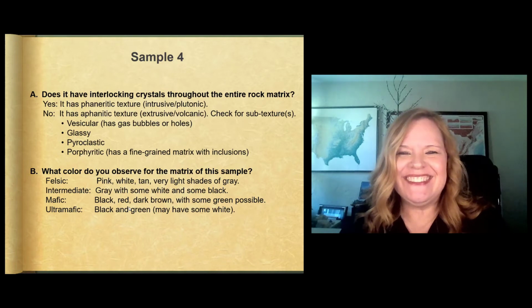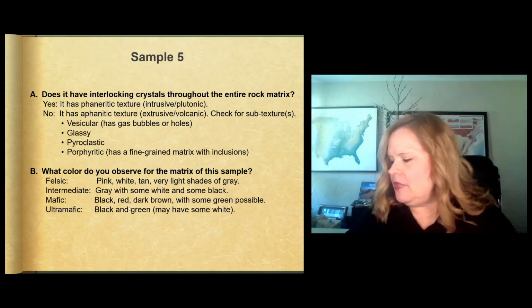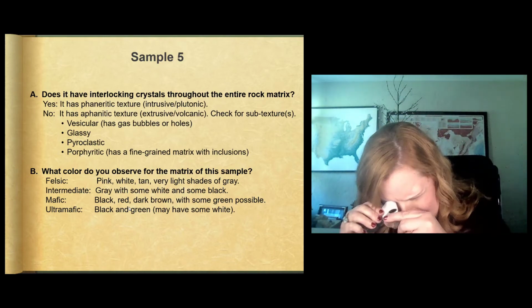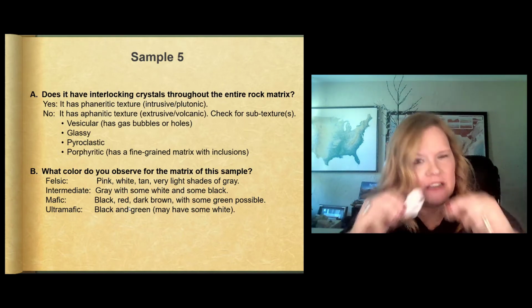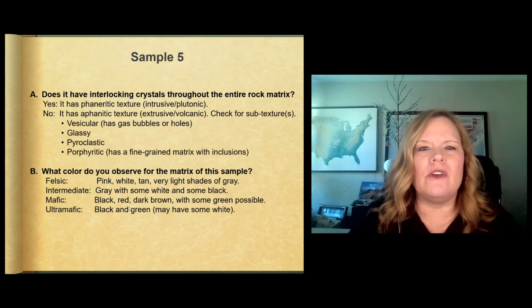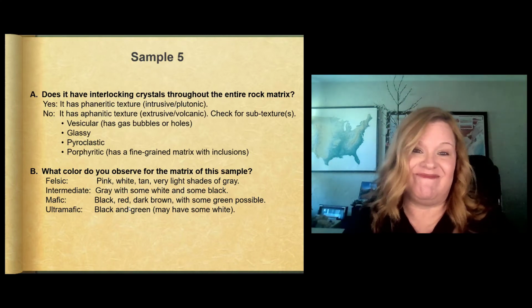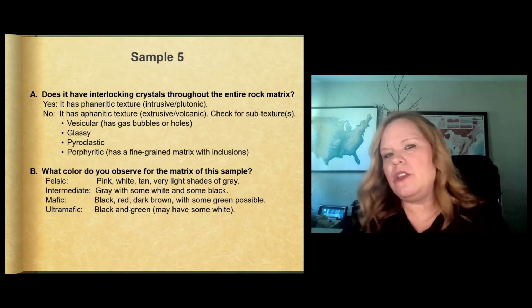All right, let's move to sample 5. This is one that getting a hand lens on it is super important. As I look at it, I can definitely see interlocking crystals. I don't really even need my hand lens to see that. I can look at it and just see it in the light. But I want you to get it in the light.